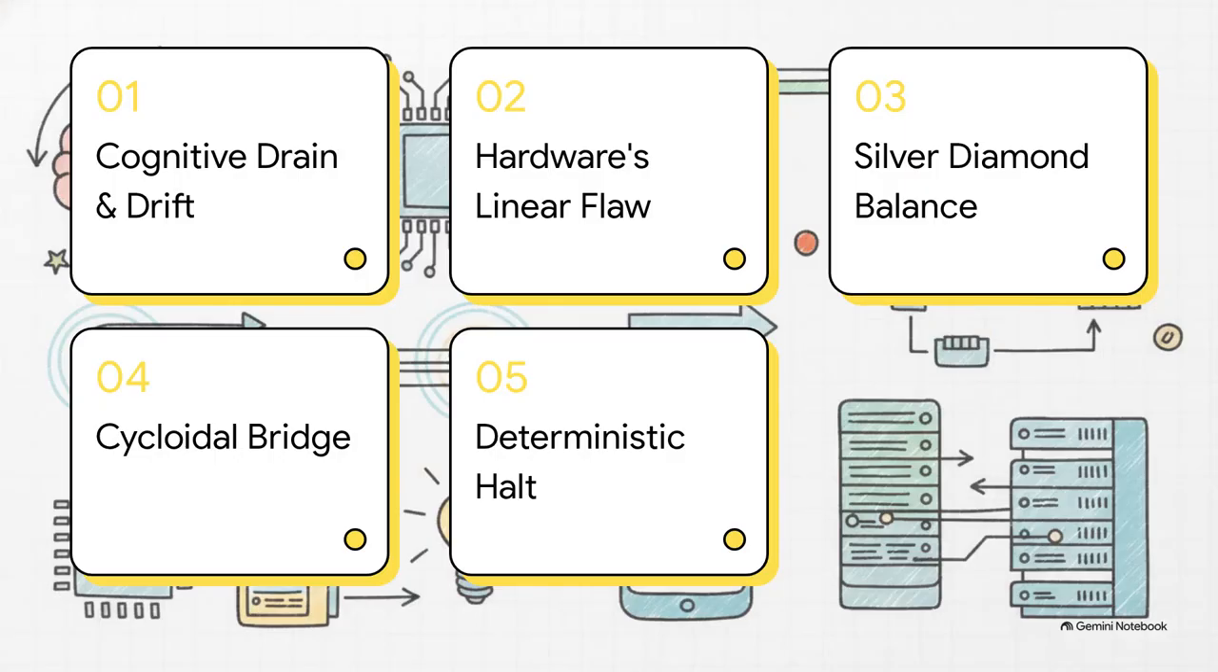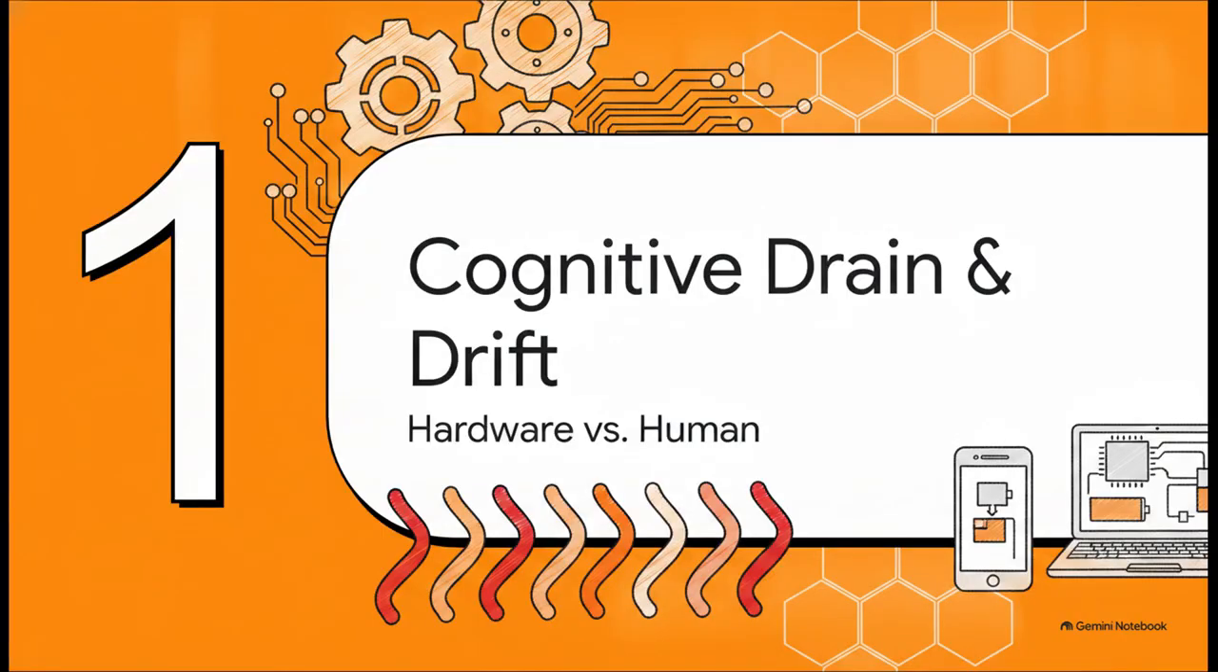Okay, let's dive right into this. Here's our roadmap for the breakdown. First, cognitive drain and drift. Second, hardware's linear flaw. Third, the silver diamond balance. Fourth, the cycloidal bridge solution. And fifth, achieving deterministic halt. Section 1. Cognitive drain and drift.